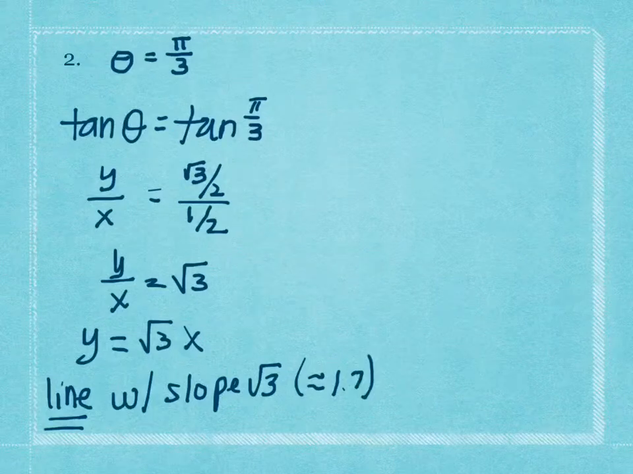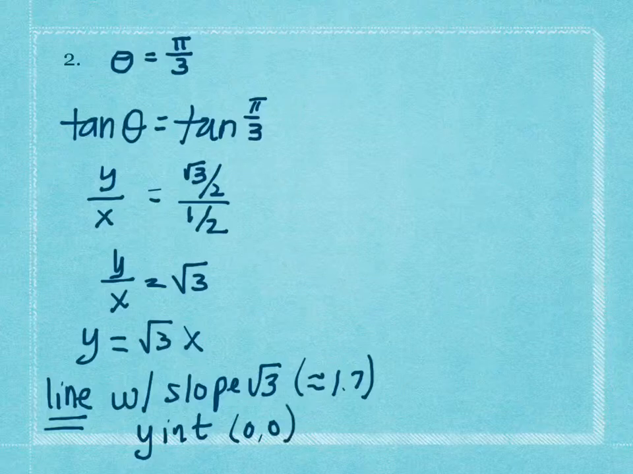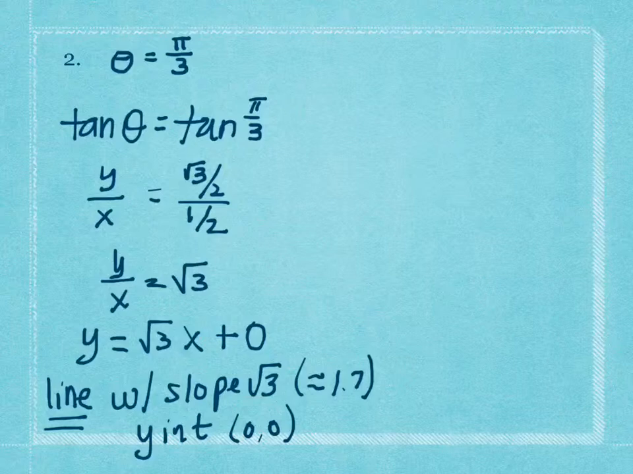Okay? And what else do you need to know in order to graph a line? Slope's not enough. You need the y-intercept. Do you know what the y-intercept is? It's 0. And we can say 0, 0, because that's actually the ordered pair. But in essence, we've got a plus 0 here at the end, right?